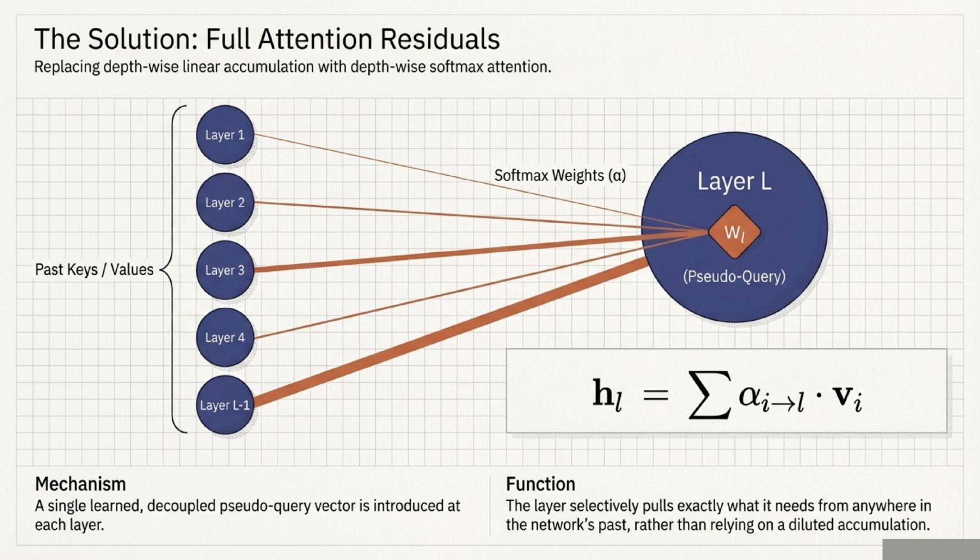The solution is full attention residuals. Instead of depth-wise linear accumulation, we introduce depth-wise softmax attention. At each layer, we introduce a single learned, decoupled pseudo-query vector. This allows the layer to selectively pull exactly what it needs from anywhere in the network's past, rather than relying on a diluted, accumulated mess.